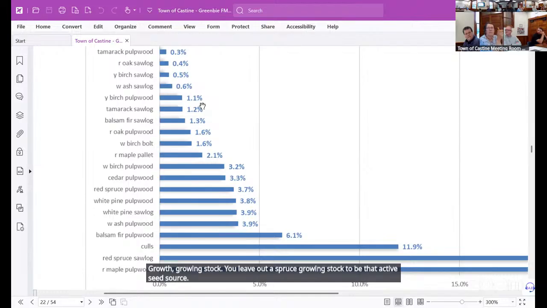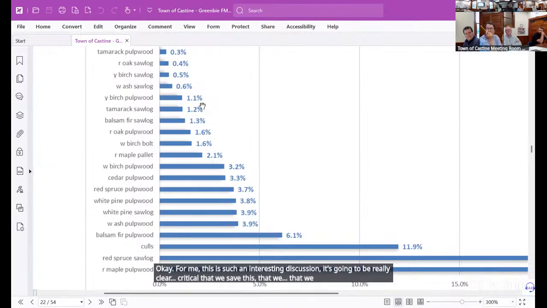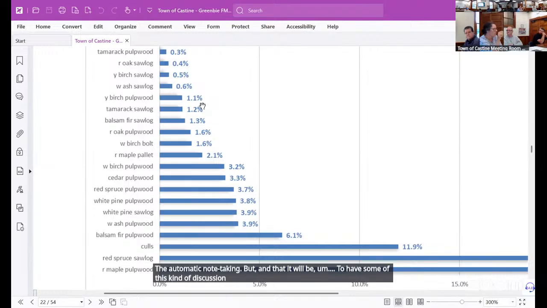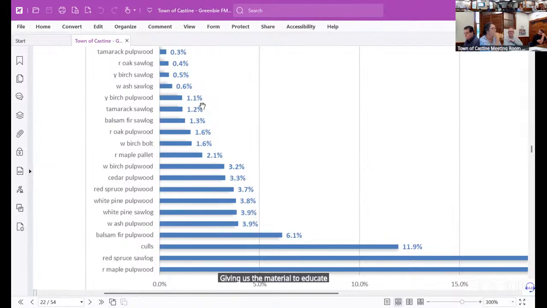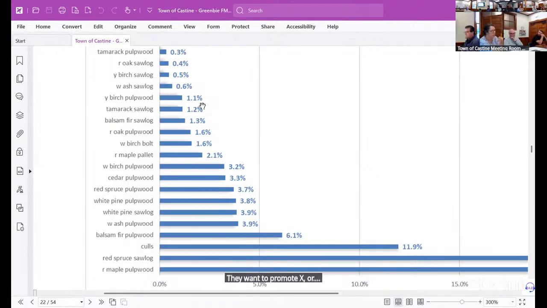For me, this is such an interesting discussion. It's going to be really critical that we save this, that we get the automatic note taking, and that some of this kind of discussion is reflected in one or another of the reports. It will be super helpful, not only for the town and for the specific lot, but also in giving us the material to educate property owners about how this works. If on somebody's property they want to promote X or discourage Y, the time of year makes a difference. I never thought of that before.